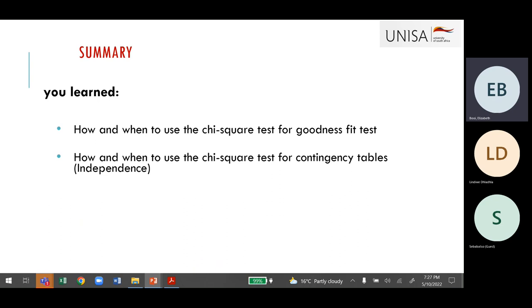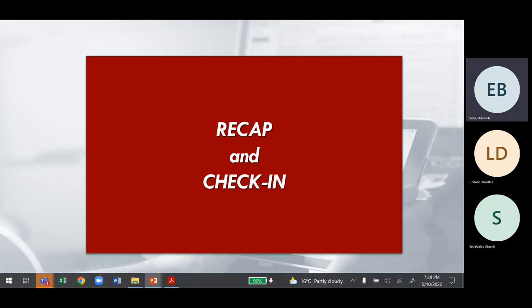So in conclusion, by the end of this session, you have learned how and when to use the chi-square goodness of fit test, and how and when to use the chi-square test for contingency tables, which is for independence. Are there any questions? How are you feeling? Any comments? Any last words?